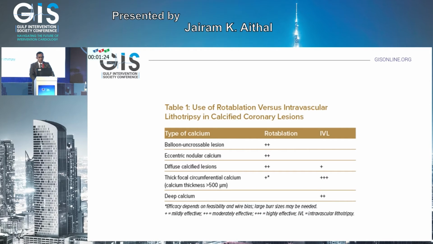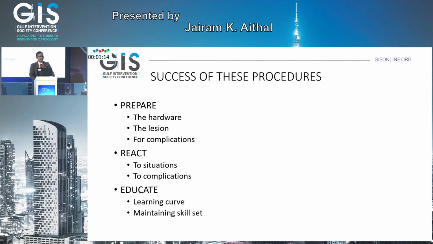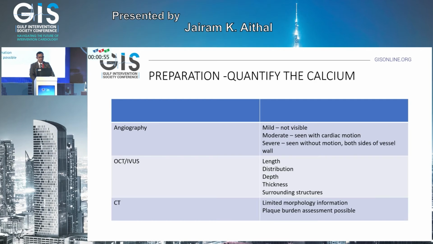So if one had to choose for balloon uncrossable lesions, for diffusely calcified long lesions, certainly one would look at a rotablator, also to debulk lesions. But for deep calcium and circumferential calcium, I think it's important to use an IVL. So what would determine success of these procedures? You prepare the hardware, prepare your lesion, prepare for complications. Be ready to react to any situation and maintain a skill set and constantly update your learning experience with these.